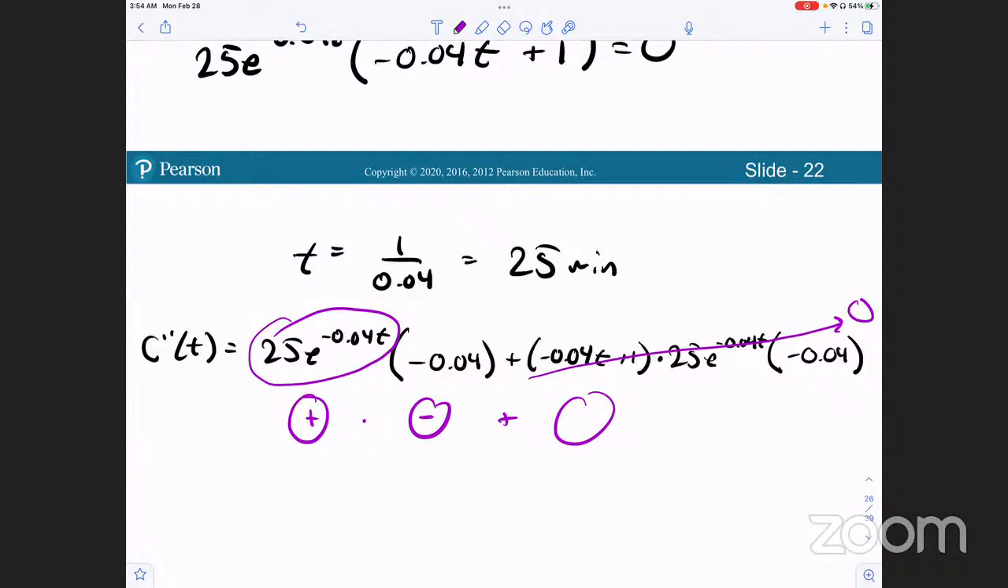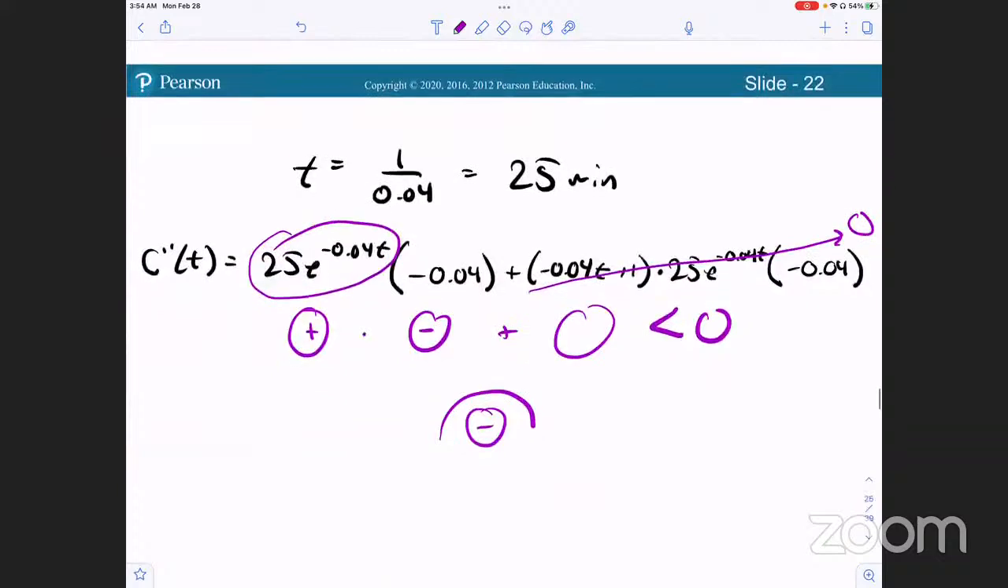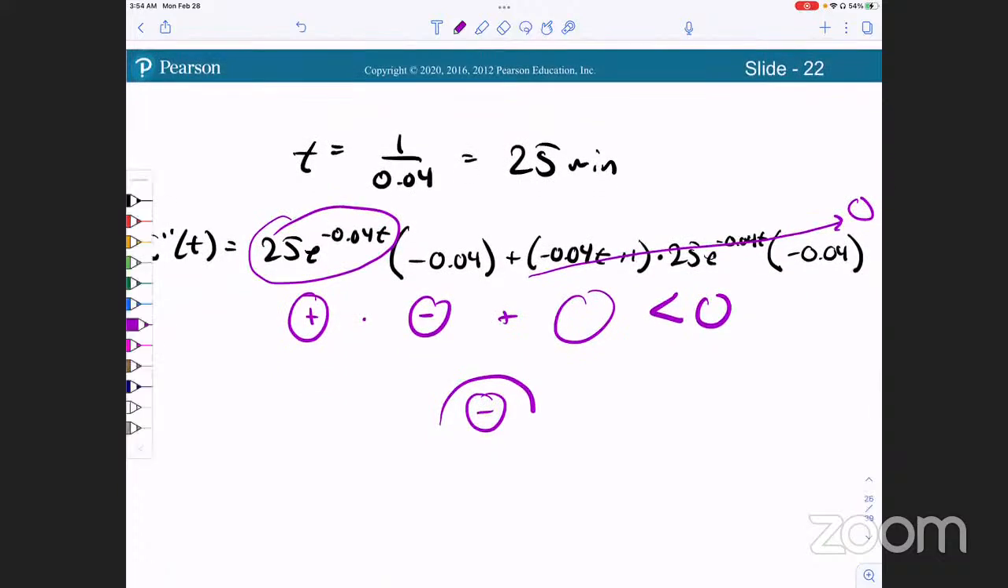So long story short, our second derivative is less than 0, which means our original function is concave down. That means this should be a max value. So then C of t, I think we got it, has a max value.